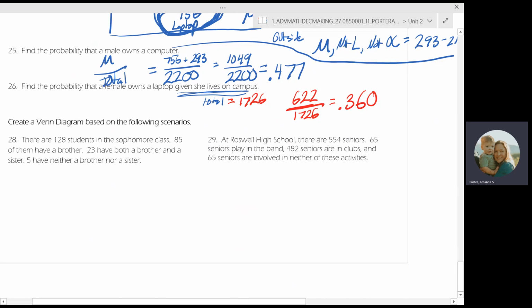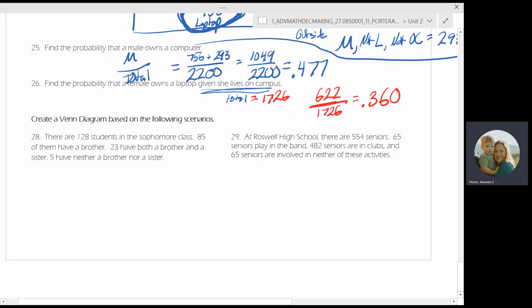Now, creating a Venn diagram for these scenarios, we just have to read. These look like they're 2 circle Venn diagrams. So number 28. Read it. 128 students in the sophomore class. 85 of them have a brother. 23 have both a brother and a sister. 5 have neither a brother nor a sister. This is definitely a two-circle Venn diagram. So we have 128. This is the total for the diagram.